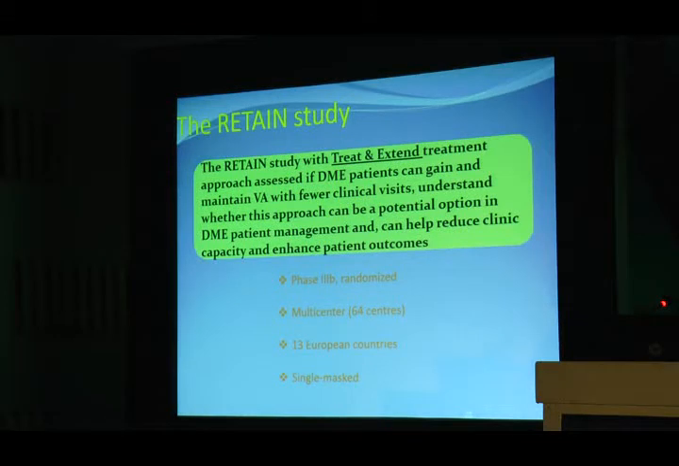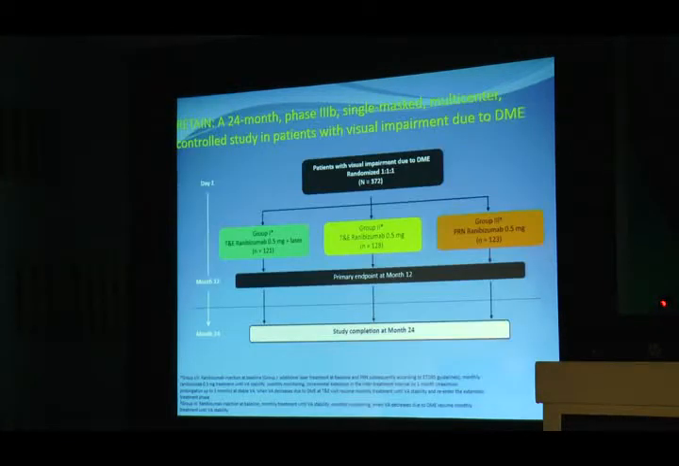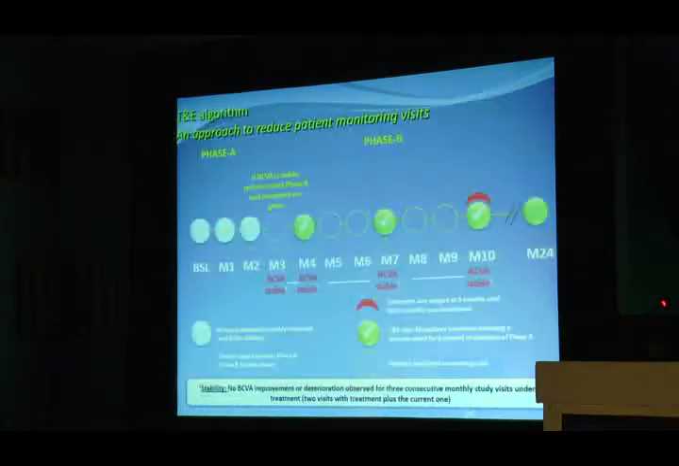RETAIN study was done with an aim to see whether you can decrease the number of visits the patient has to make to a retina specialist for giving injections. So in this, there were 3 groups. In group 1, treat and extend ranibizumab 0.5 milligram plus laser was given, another group had monotherapy, and the third group had PRN-based ranibizumab. And the primary endpoint was seen at 12 months, and the study completed at 24 months.